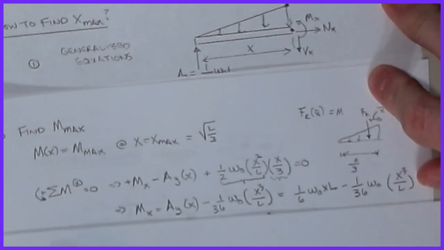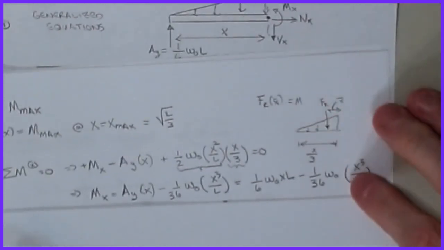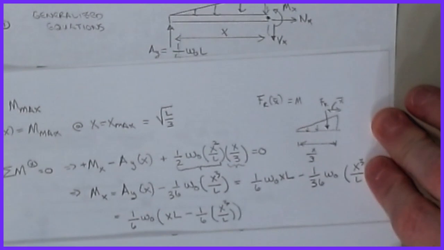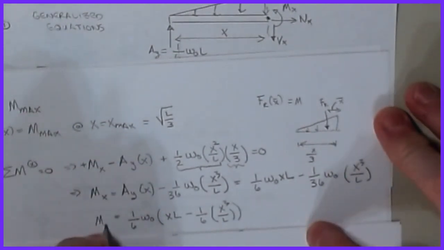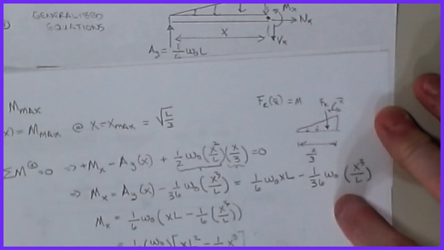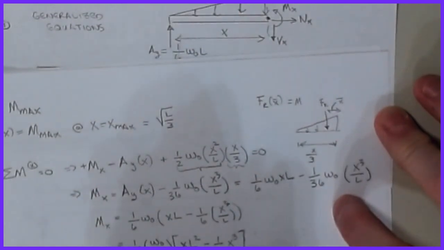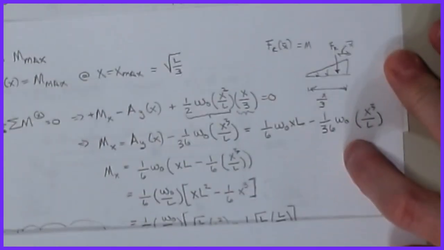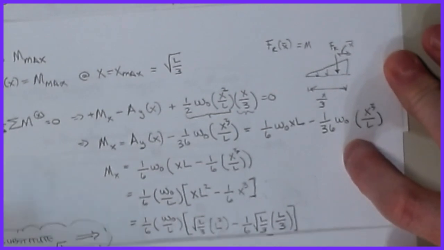So again, we're going to do a whole lot of ugly algebra. I'm basically plugging in terms and solving for some things. And so my Mx as a function of x looks something like this: 1/6 W naught times xL minus 1/6 x cubed over L. Then a little bit of refactoring, and I pulled the L's out.